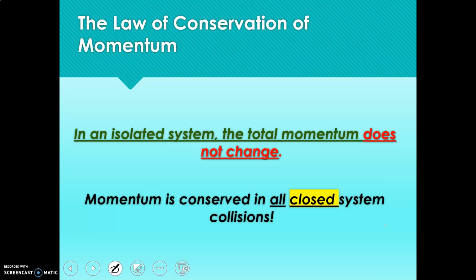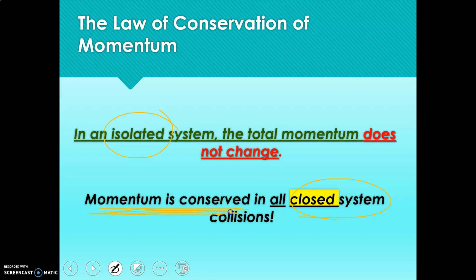All right, and bringing it home. There is a law of conservation of momentum, and this law says that in an isolated system, we're not considering friction, we're not considering air resistance, we're not considering other factors. But in this isolated, perfect little system, the total momentum does not change. That means momentum is conserved in all closed system collisions. And I will go ahead and tell you now, in our class, we are pretty much only going to be looking at closed systems. So, momentum is conserved.